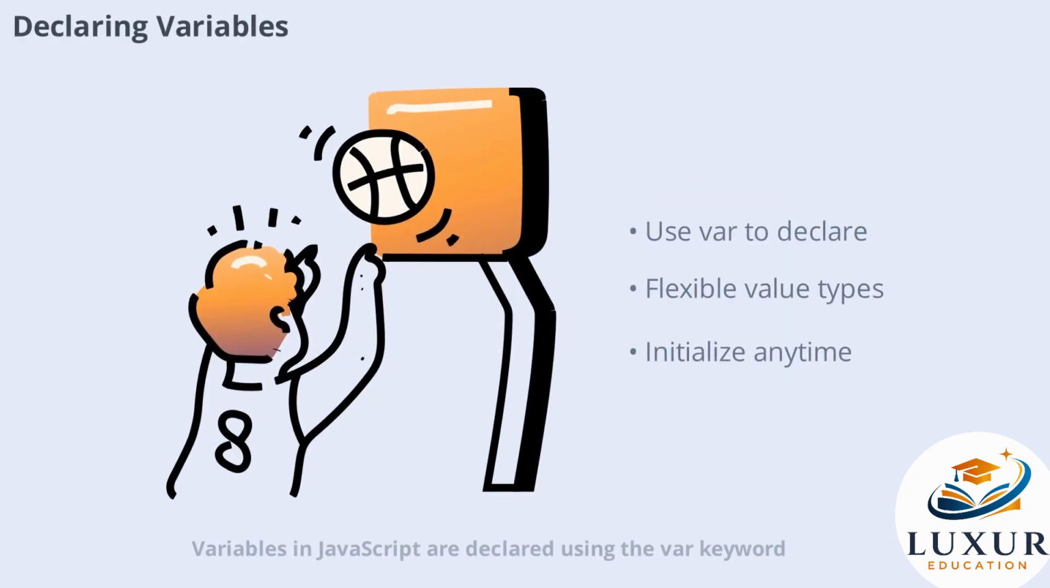Variables in JavaScript are declared using the var keyword. You can declare multiple variables at once and initialize them with values as needed. JavaScript is untyped, so a variable can hold any type of value and its type can change during execution. This flexibility makes it easy to work with different kinds of data.